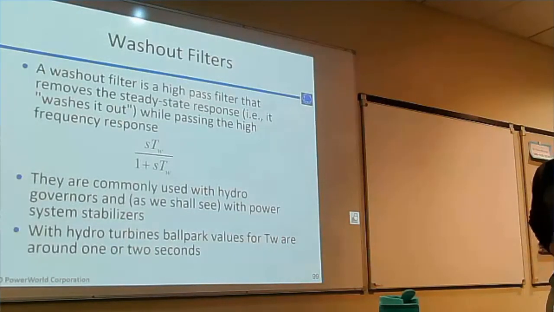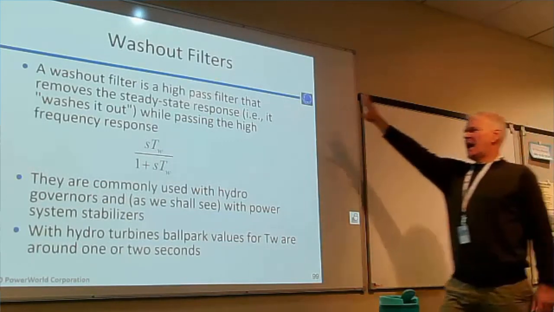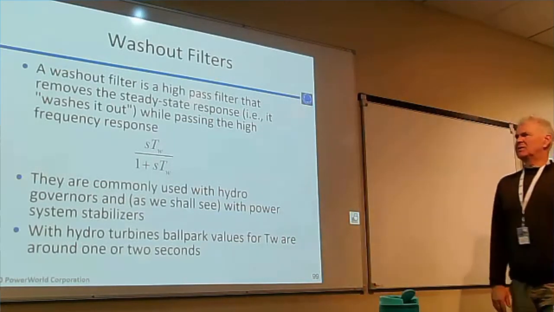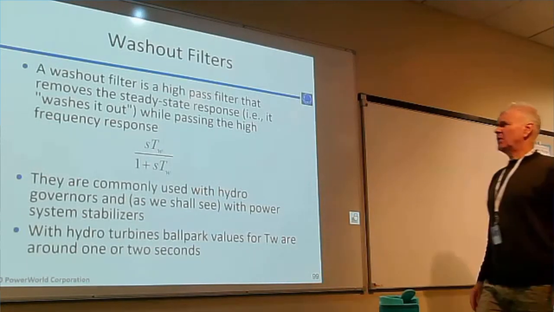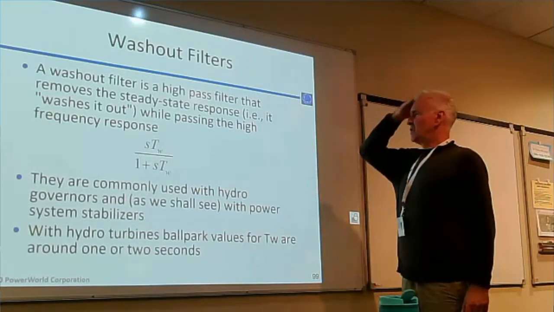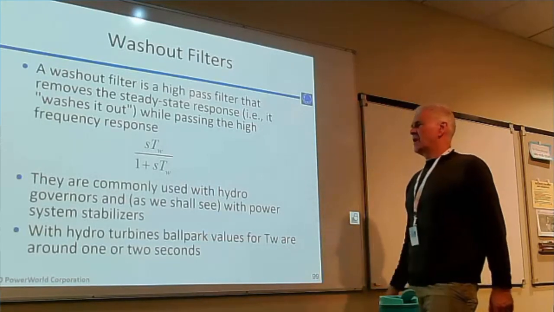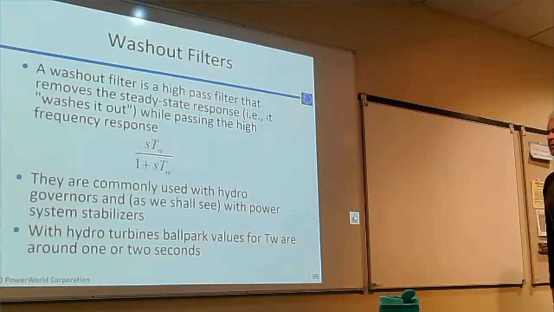Okay, so going forward, a common filter that's used in stabilizers and also appears in governor models is called a washout filter. A washout filter is a high-pass filter that removes steady-state response.